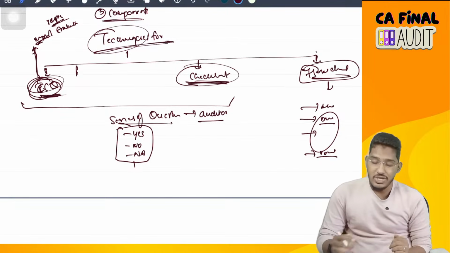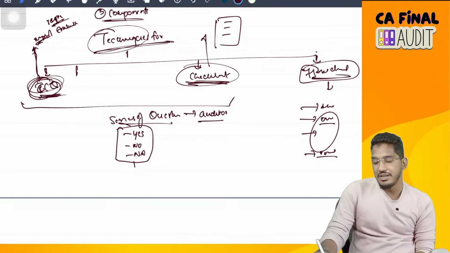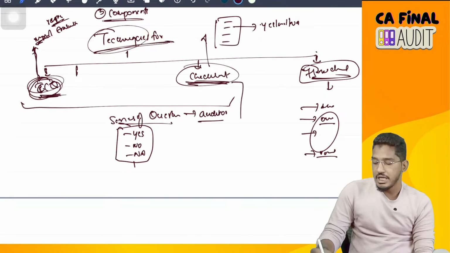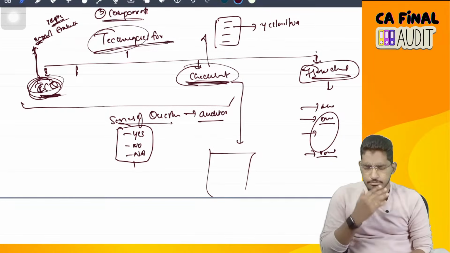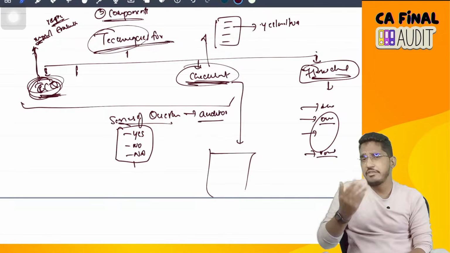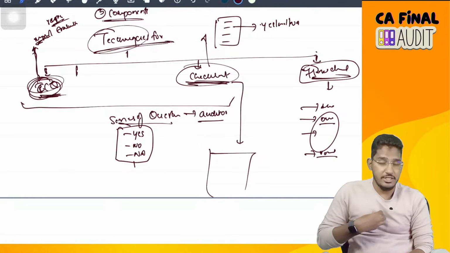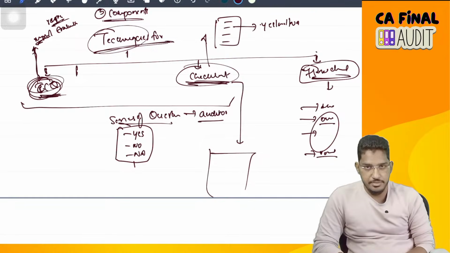So what happens in the checklist? Here also I will have a series of questions prepared regarding various aspects of internal control, where the answers are either yes, no, or not applicable. Everything remains the same. But the difference is that in the case of a checklist, I will give these questions to my audit staff, and I expect my audit team to either answer them or follow them as instructions.